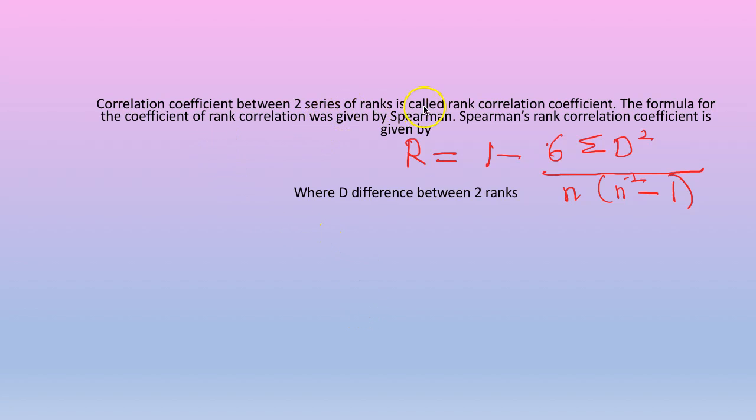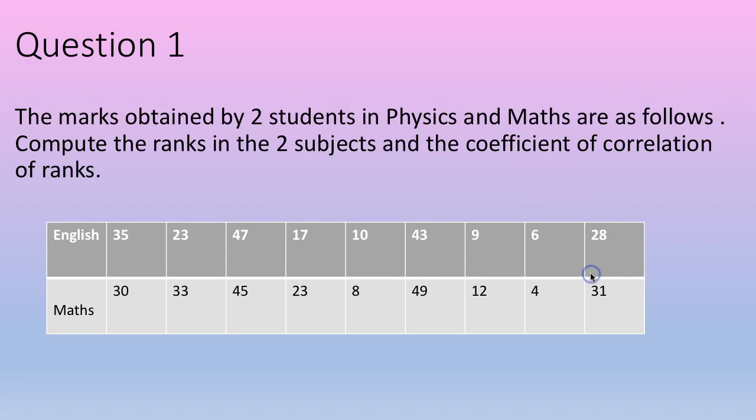Correlation coefficient between two series of ranks is called the rank correlation coefficient. In a previous video, we had discussed the correlation coefficient. The formula for the coefficient of correlation was given by Spearman, hence it is called Spearman's rank correlation coefficient, and it is given by the formula R equal to 1 minus 6 summation d squared by n into n squared minus 1, where d is the difference between the ranks and n is the number of items.